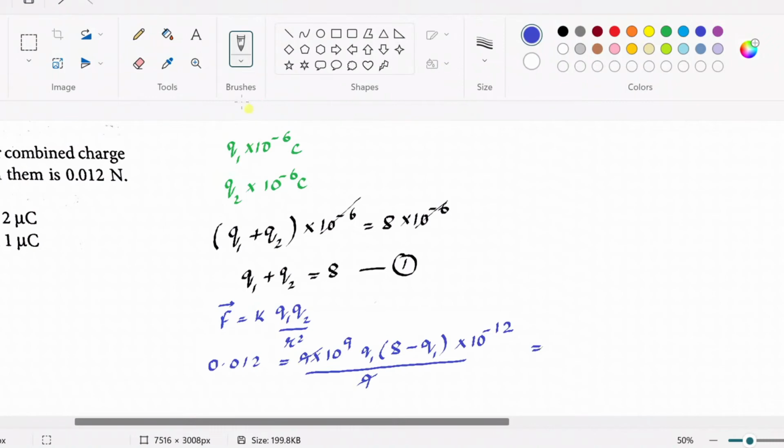So 9 cancels with 9 and you are left with, this equation implies 0.012 will be equal to Q1 into 8 minus Q1 and 10 to the power how much? Minus 3. Now if I take this 10 to the power minus 3 that side, it will become plus 10 to the power 3, which is 1000, and that will give you 12. Now 12 equals Q1 into 8 minus Q1.